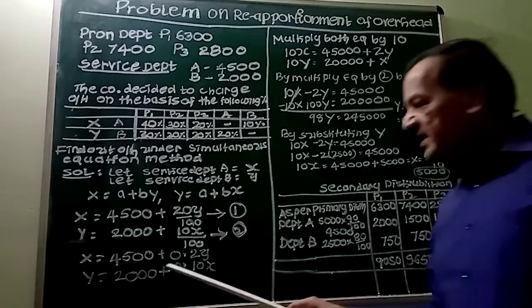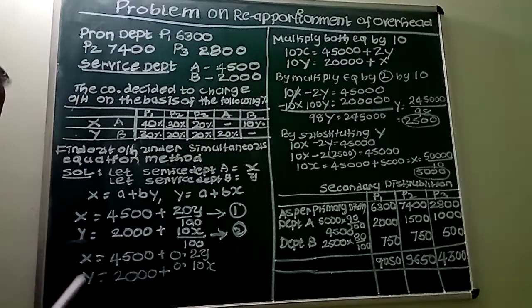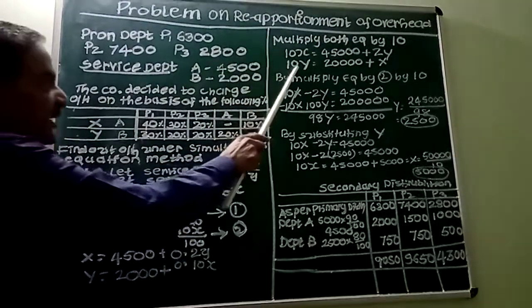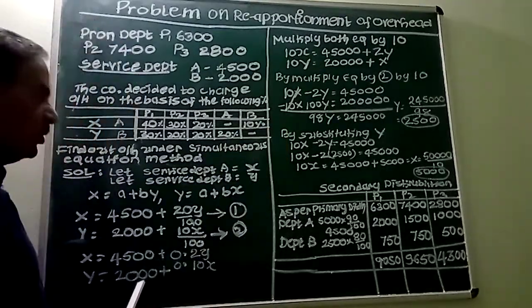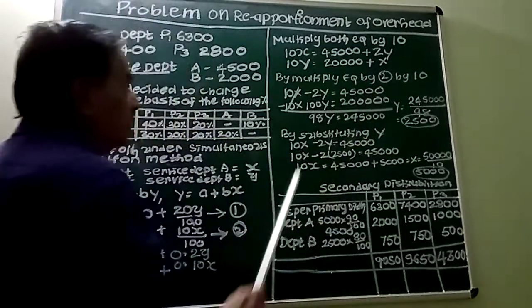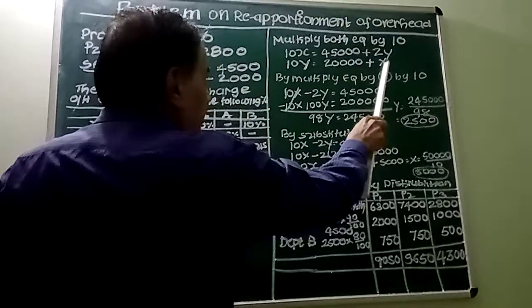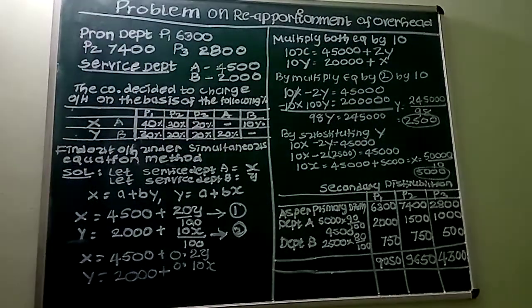Similarly, we have to multiply this equation also by 10. Y is equal to 2000 plus 0.10X. If you multiply that, 10 into Y, 10Y is equal to 2000 into 10, 20,000 plus X, since 0.10X into 10 is equal to 1X, or you can write it as only X.